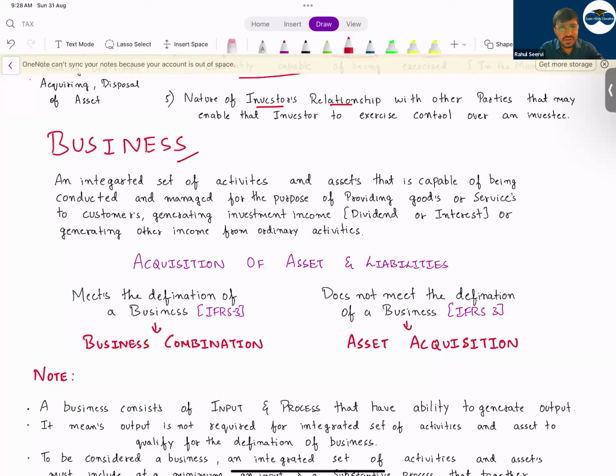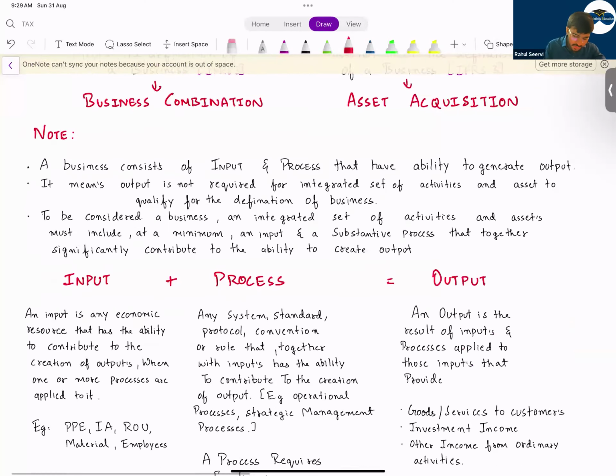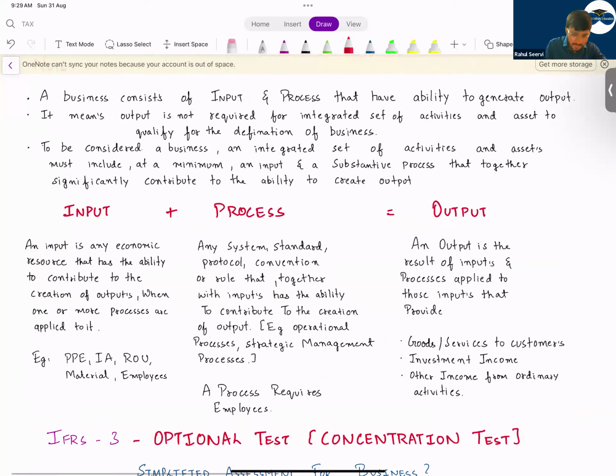Business means an integrated set of activities and assets that is capable of being conducted and managed for the purpose of providing goods or services. In a basic sense, that means there should be an input, a process, and an output. Output means goods or services to the customer, investment income, or any other income from the ordinary course of business, as well as any income other than the ordinary course of business.